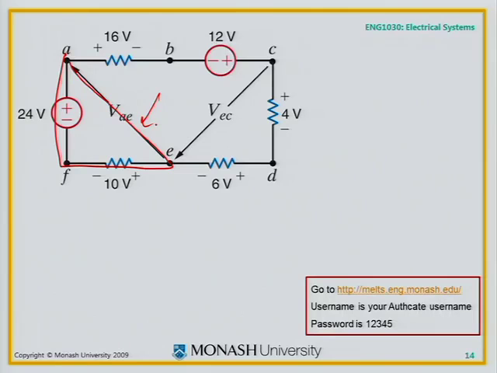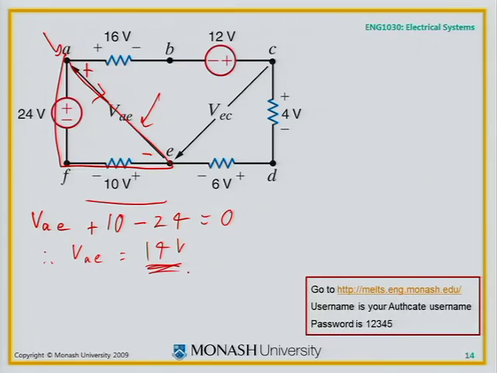So let's do that for VAE. Remember, the arrow's up here, so that's plus, and that's minus. So if I start up here at A and go in this direction, I hit the plus first, so I can write VAE. Then I've got to go across that. It says plus minus 10 volts. I hit the plus first, so I write plus 10. Then I've got to go through the voltage source. I hit the negative first, so it's minus 24 equals 0. Therefore, VAE equals 14 volts.